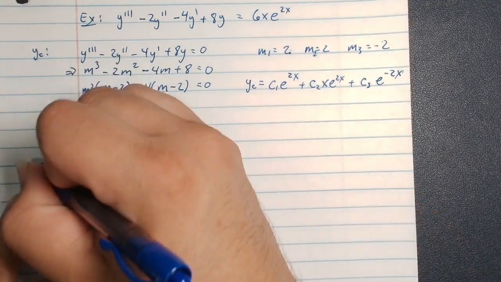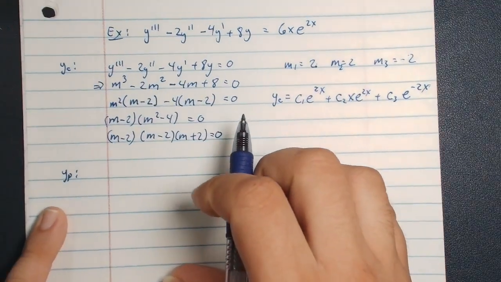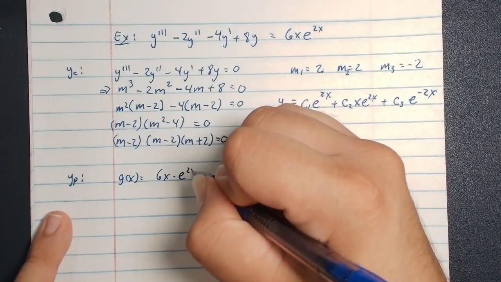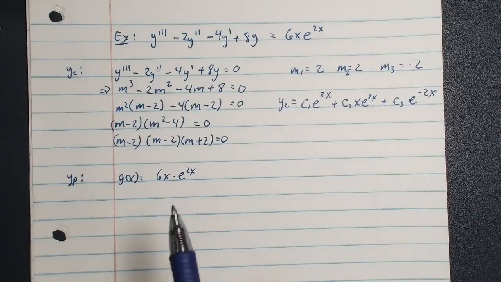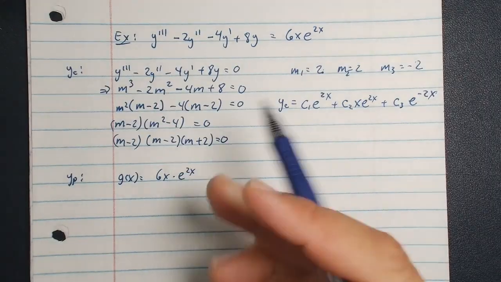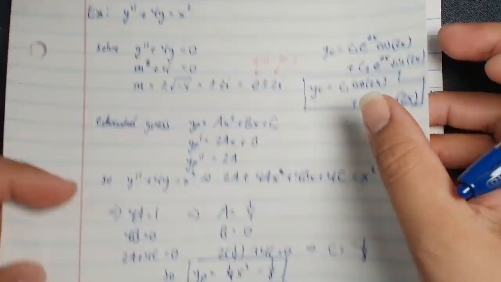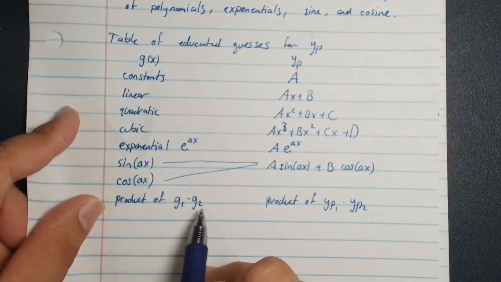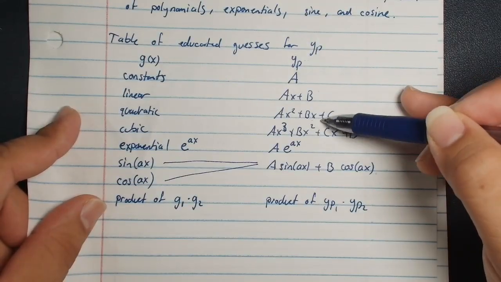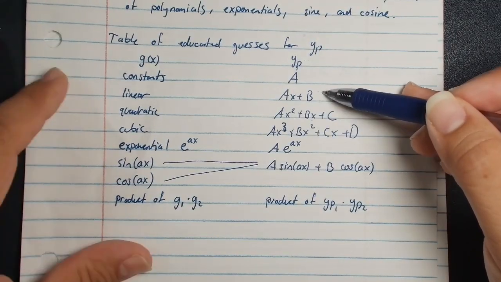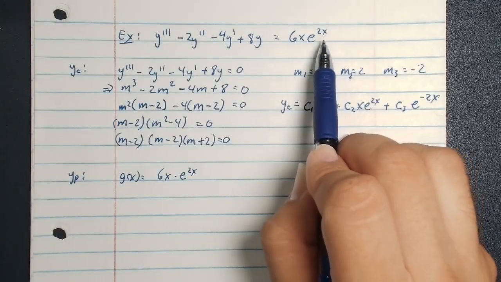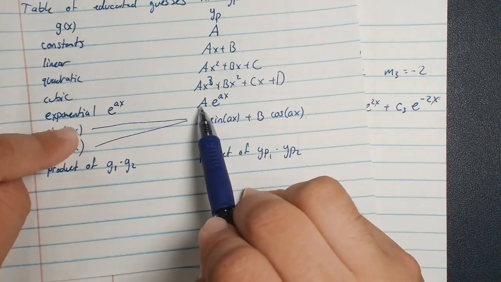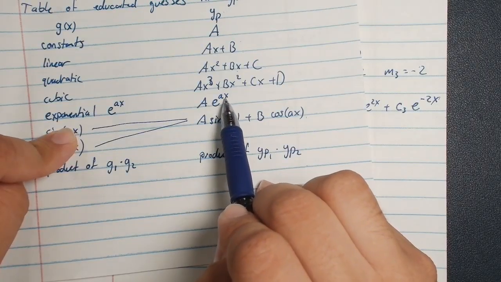Okay, so now we want to find our particular solution. So we would take our educated guess. We know g of x is going to be 6x times e to the 2x. And that's the product of something linear and something exponential. In our table of educated guesses, if you have something that's the product of two things, you just take the two guesses for those two input functions and multiply them. So I have something linear times something exponential. For linear, I use ax plus b. And for exponential, I use a times e to the power x.